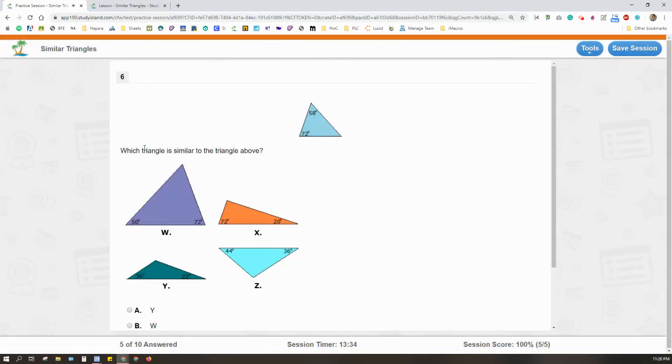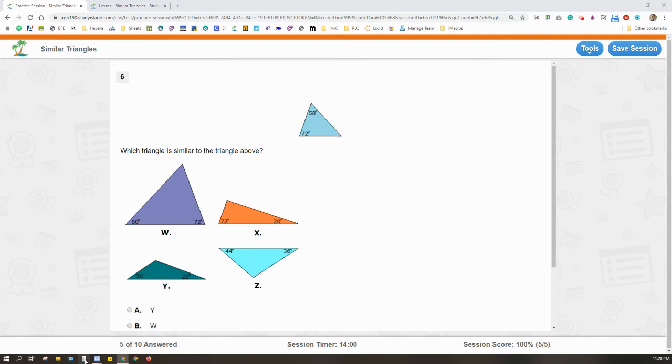Number 6, which triangle is similar to the triangle above? Okay, so we're looking for a triangle that has 72 and 58. That's all we need, right? Angle criterion. Okay, well, 72 and 50, 72 and 20, 36 and 44, and 36 and 22. What happened? Did Study Island mess up? Did they give us 4 triangles that don't work? No. What we have to do is figure out what the third angle is.